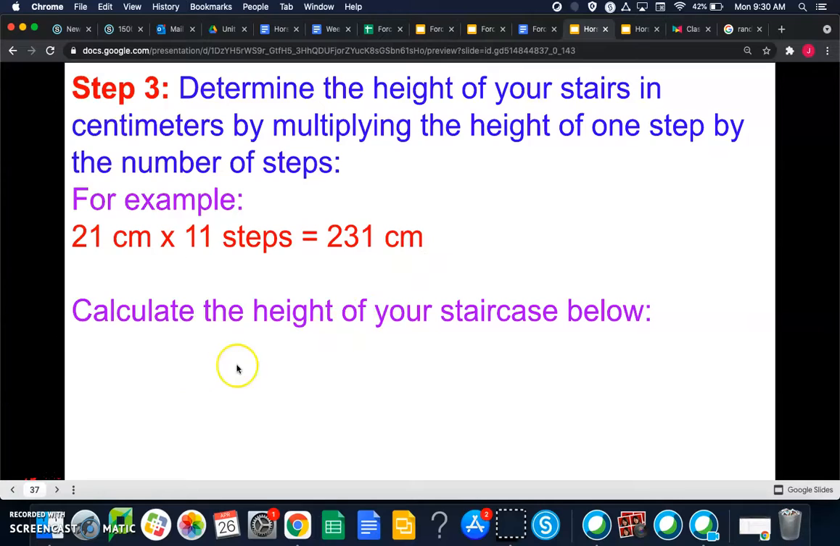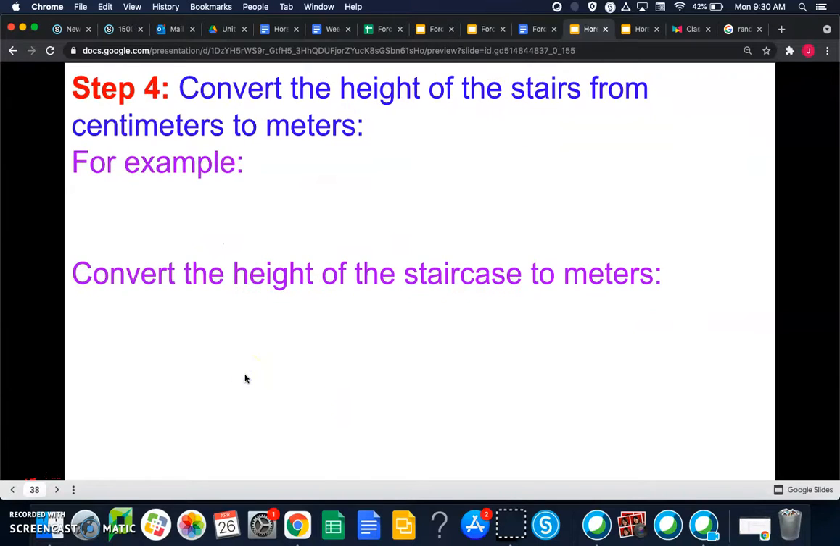You're going to do the same thing down below, but you're going to take the height of each step on the staircase that you ran up times the number of steps in the staircase that you ran up. So it's the exact same thing. You're just going to use your numbers instead of mine. Step 4, you're going to convert the height of the stairs from centimeters to meters.